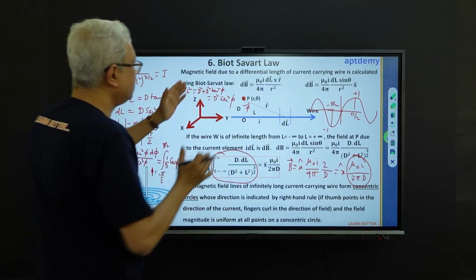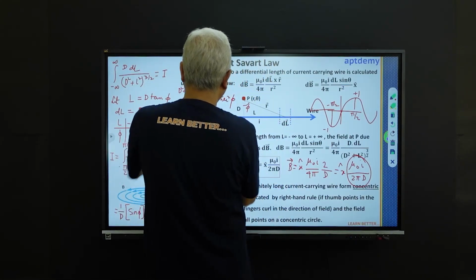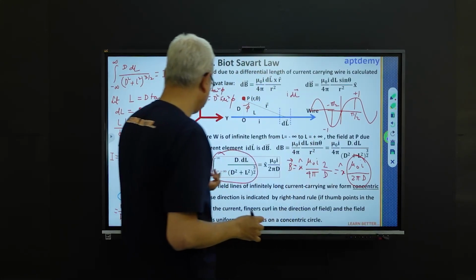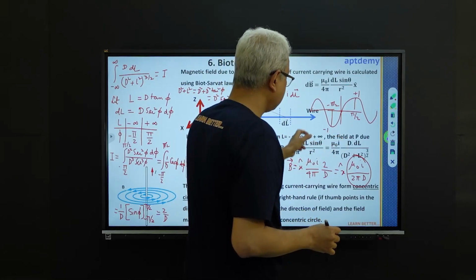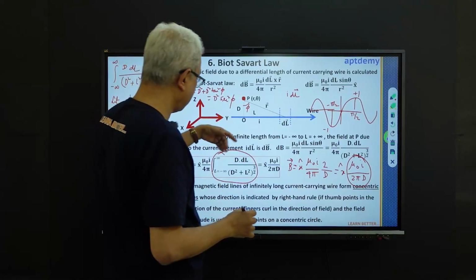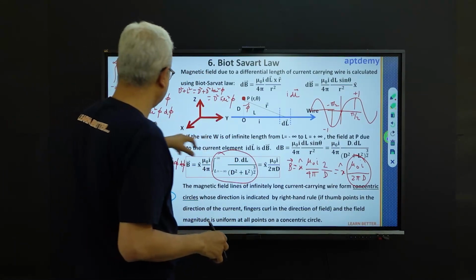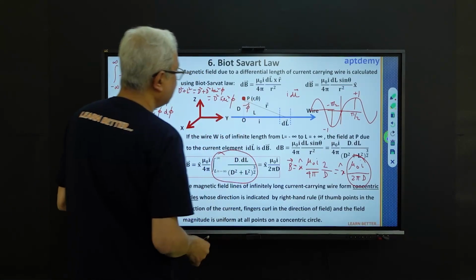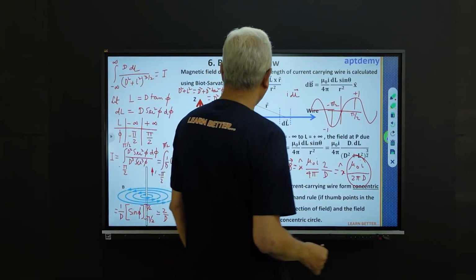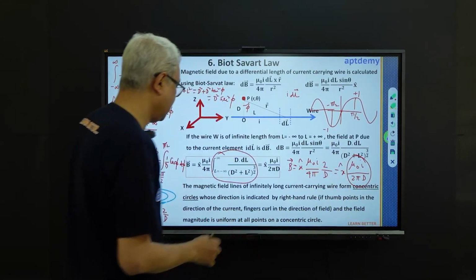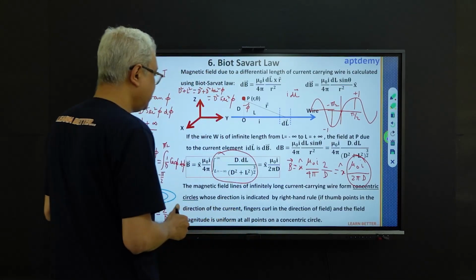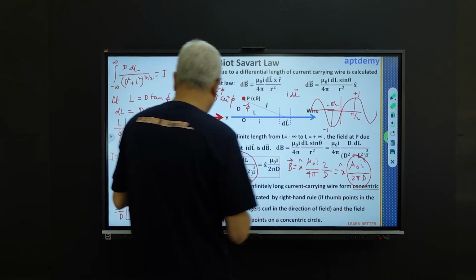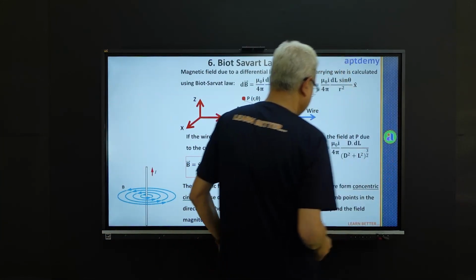For that, we applied the Biot-Savart law for calculating the magnetic field at P. We considered an elementary length dl, current element I dl, and found the expression for the magnitude of the field. Then we integrated from L equal to negative infinity to positive infinity, and while integrating we used the substitution L equal to d tan phi, that is L by d equal to tan phi, where phi is this angle, and the result is like this. So this is the expression of the magnetic field. The magnetic field lines of an infinitely long current carrying conductor form concentric circles whose direction is indicated by the right hand rule. We will understand the right hand rule. So we have found this expression.